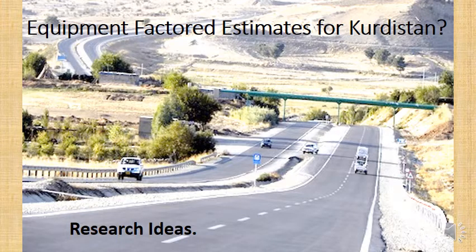Now, the real big issue with equipment factored estimates is that we don't actually have total installed cost factors for many projects in Kurdistan, or Iraq for that matter. The US Army Corps of Engineers, who look after dams in the US, have some very detailed data on total installed cost factors, so that they can do equipment factored estimates very quickly and easily for dams in the USA. But generally we don't have that for lots of civil engineering projects in Kurdistan.